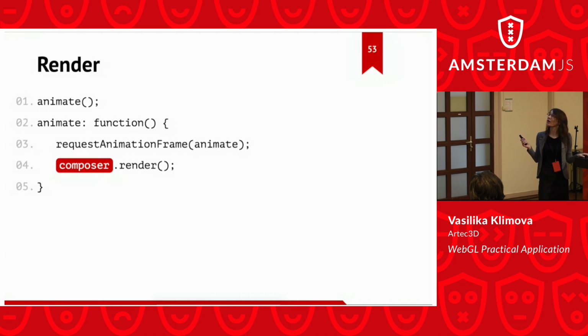When you render post-processing on a scene, and if you use Composer, you should animate not only your renderer, you should update your Composer render. In the previous example, we updated our renderer.